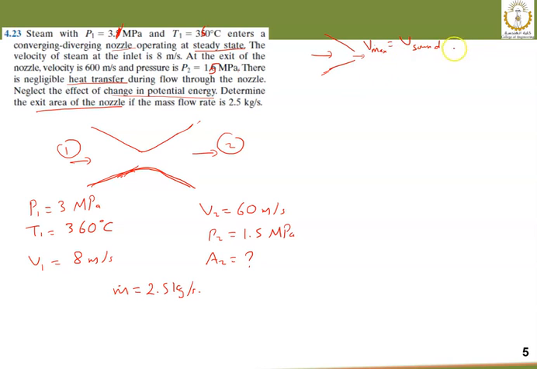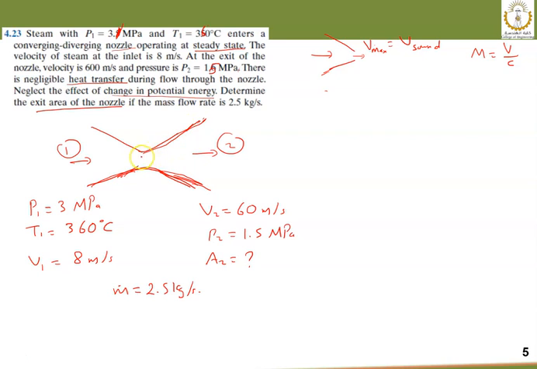This is called Mach number of 1, where Mach number equals velocity divided by C, where C is the velocity of sound. So when the Mach number at the exit equals 1, that's the maximum velocity. If you want to increase velocity more, then we need to use a divergent nozzle, because then to increase velocity we need to increase area. This is only if we have compressible flow.